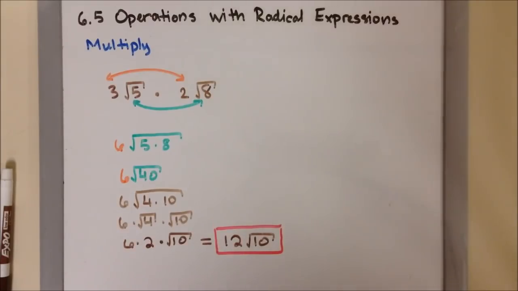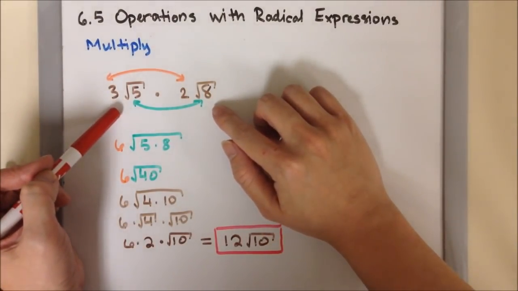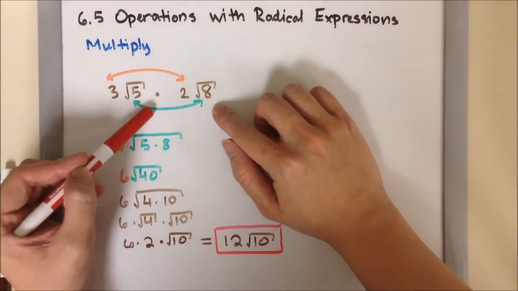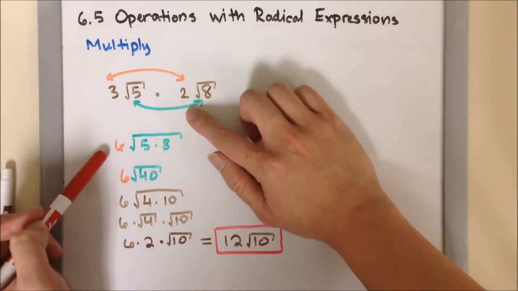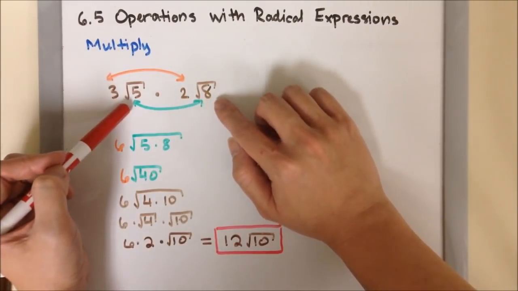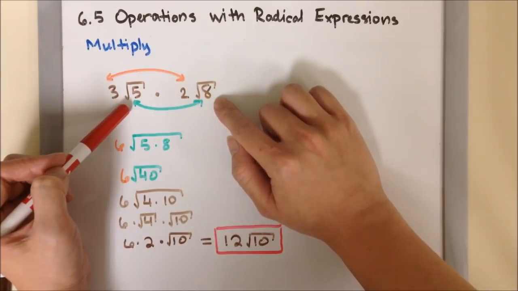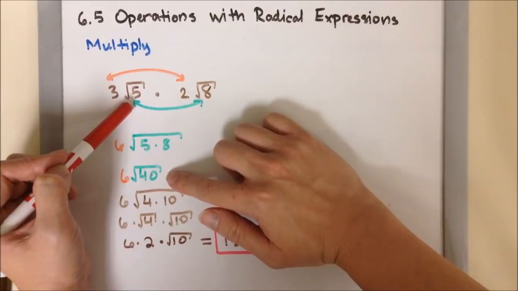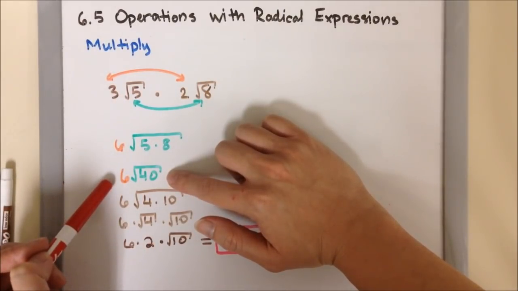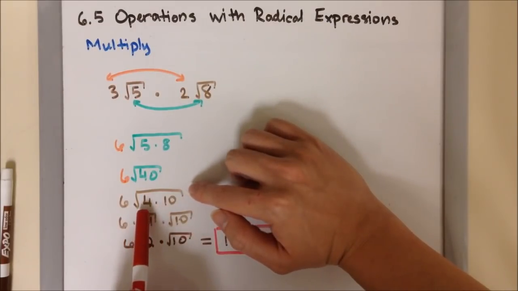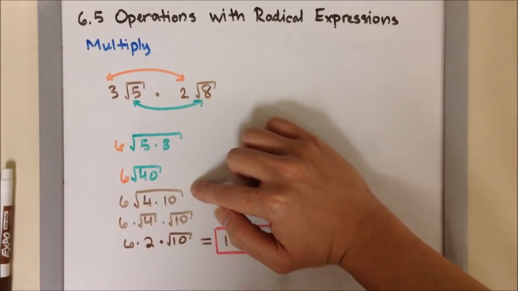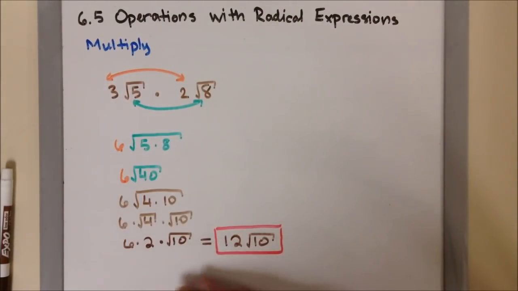So to review, when you have an example like 3 square root of 5 multiplying with 2 square root of 8, the outside numbers will multiply. So 3 times 2 is 6. And then the numbers inside the radical, in this case the square root, I multiply 5 and 8 and got square root of 40. And then I check, can we simplify the square root of 40? Yes we can. I broke down 40 into 4 and 10, where 4 is a perfect square number. After that, simplify, and then my final answer is 12 square root of 10.